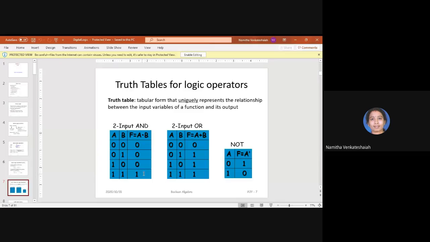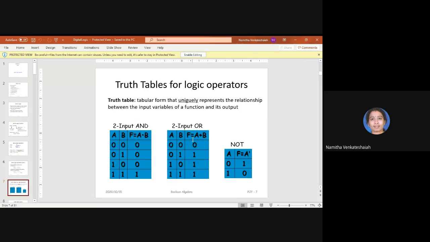Now, can you tell me which mathematical operation this resembles? Please tell me in the chat window. The AND operation resembles which mathematical operation? I need a reply. Very good, I got multiplication. More than three people replied. I'm very happy about your replies. So it resembles the multiplication operation.